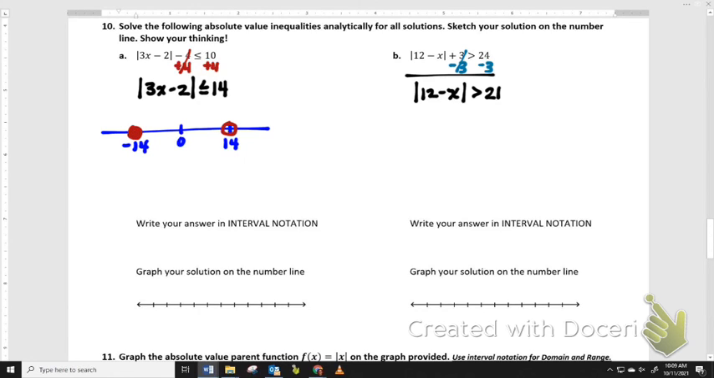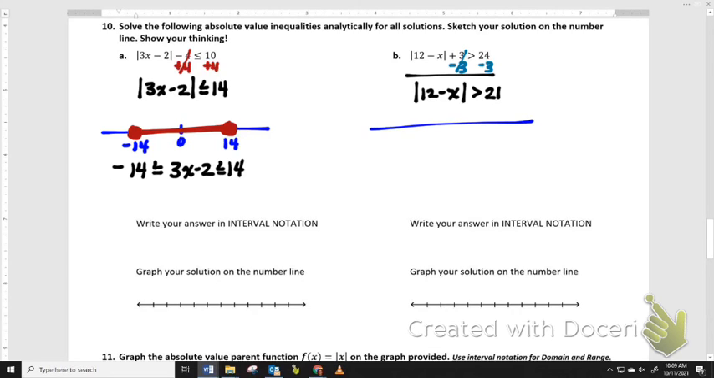Filled in dots or open dots? Open. I mean, filled in. Filled in because of that or equal to. When I make a reference sketch and it looks like this, that means I'm going to have a compound inequality. One inequality with those two numbers as the boundaries. Less thans on both of them.